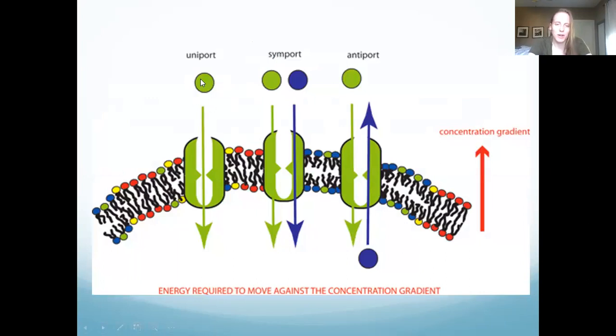So again, uniport is going through the protein channel in one direction, so one molecule, one direction. Antiport, two different molecules in opposite directions, and symport, two different molecules in the same direction. And they are all moving against the concentration gradient and therefore requiring energy.